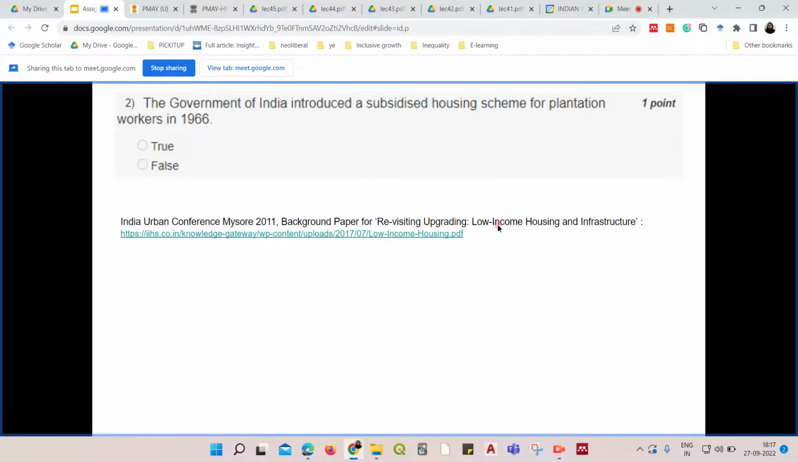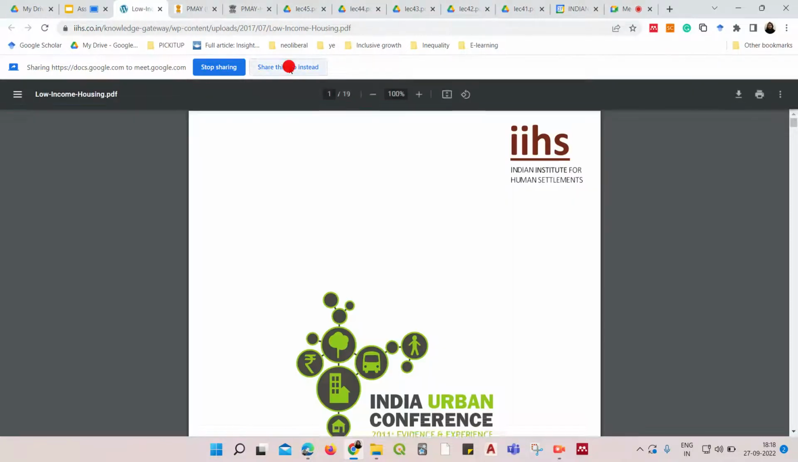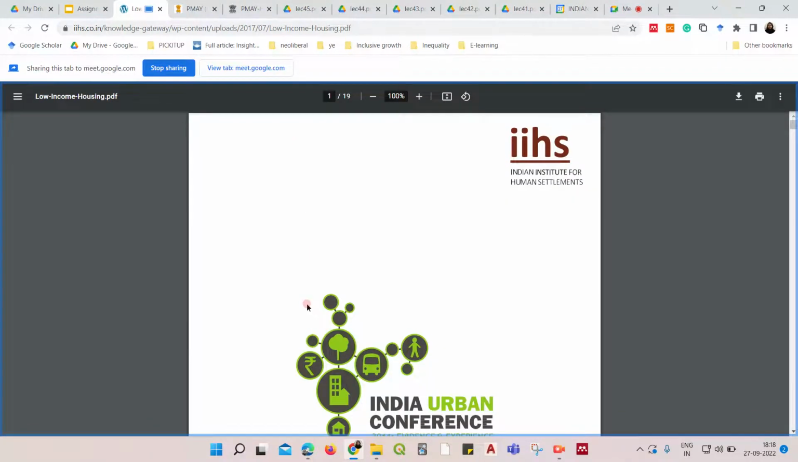Another thing which you can do is you can see how strategies for low income housing or housing affordability have evolved in India throughout time. So this is another paper which I've provided to you for this question as a reference material. I've provided the link, so you can directly go to the link and see.